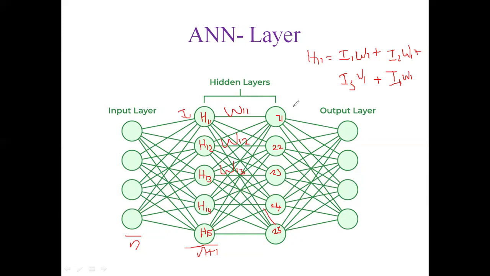Similarly, what will be the weight coefficient for this one? This is all hidden layer number 2, so the weight coefficient will be W2. This is the first, so W21, and then W22, W23, W24, W25.